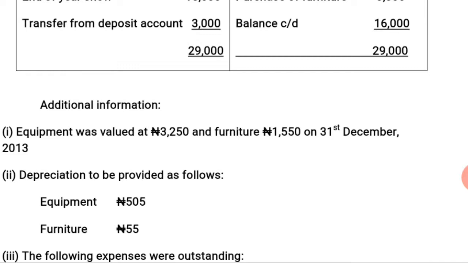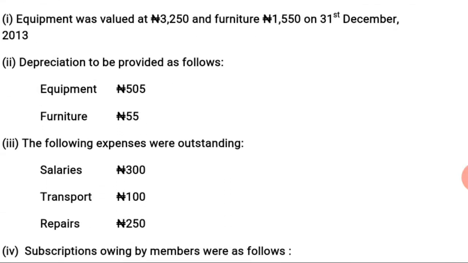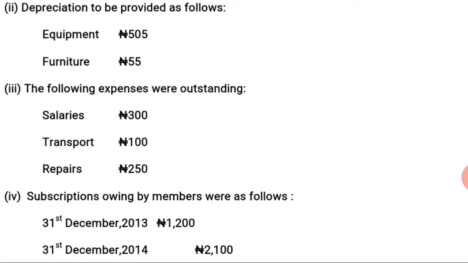Additional information from the question, we have equipment was valued at 3,250 naira, and furniture also was valued at 1,550 naira as at 31st December 2013. That is telling us that the value of the furniture and equipment as at the beginning of the year was 1,550 naira for furniture and 3,250 naira for equipment. We have depreciation to be provided as 505 for equipment, 55 for furniture.